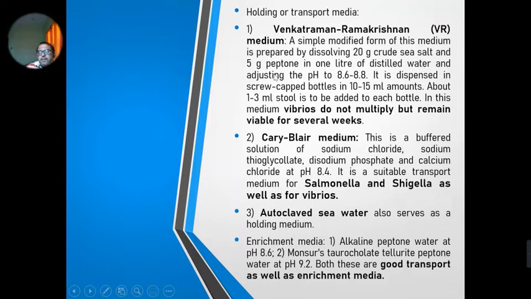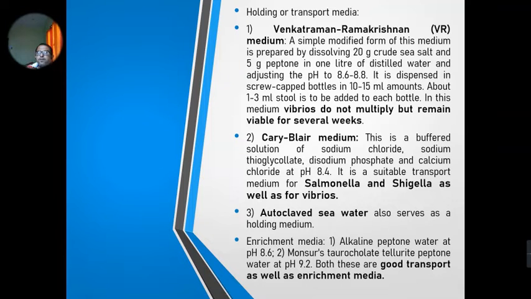Now various media are available for holding and transport. The first holding and transport medium is the Venkatramana Ramakrishna medium. It is simply known as the VR medium. This medium contains crude sea salt, peptone water, and the pH of this VR medium is 8.6 to 8.8. As you know, this bacteria favors alkaline pH, so this holding medium contains the same pH.